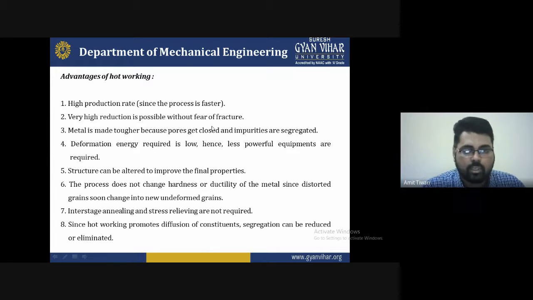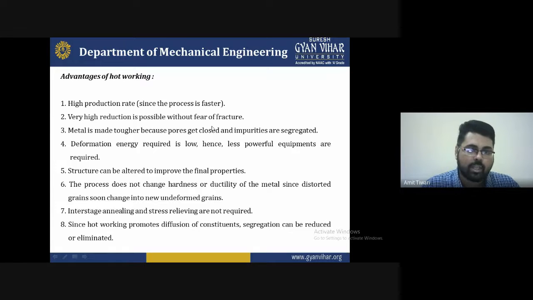Fourth, deformation energy required is low, hence less powerful equipment is required. Deformation energy required is low, which means less powerful equipment is required for that particular operation. If you are doing hot working, the force required for deformation is very low, because the material deforms easily.